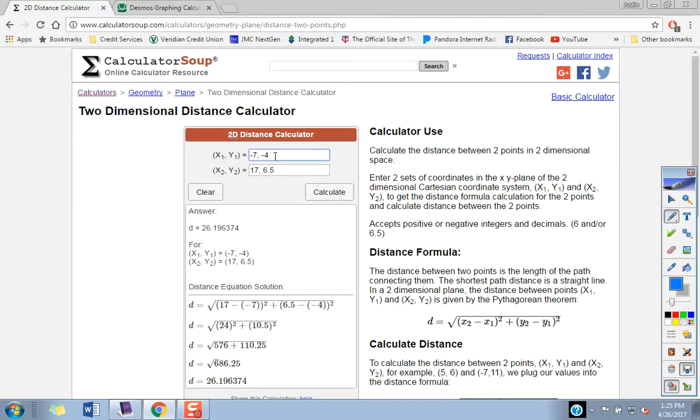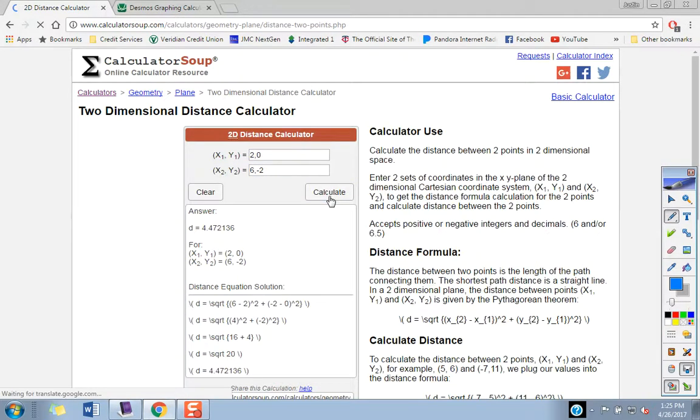You're going to have 2 comma 0 in x1, y1. So you're going to type in 2 comma 0. Next one, you're going to type in 6 comma negative 2. And once you've done that, you're just going to want to go ahead and calculate that.